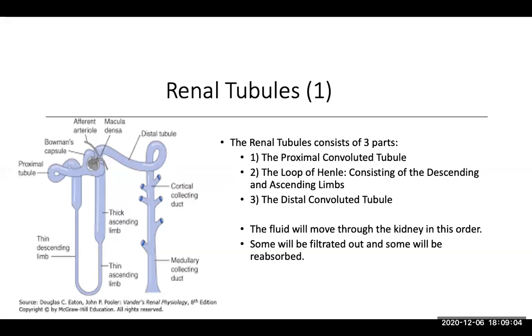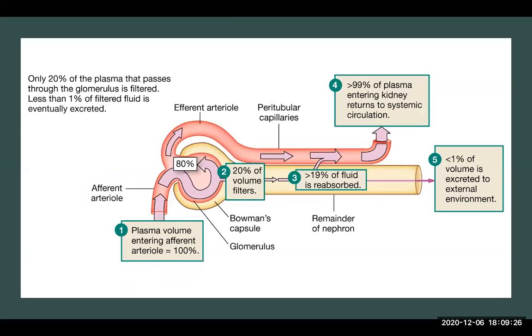The renal tubules, then: we have the proximal convoluted tubule located closest to the glomerulus, the loop of Henle, which consists of the descending and ascending loops, and the distal convoluted tubule, which will connect into the cortical or central collecting duct. The fluid will move through the kidney in that order, and some will be filtered out and some will be reabsorbed. Only 20% of the plasma that passes through the glomerulus is actually filtered.